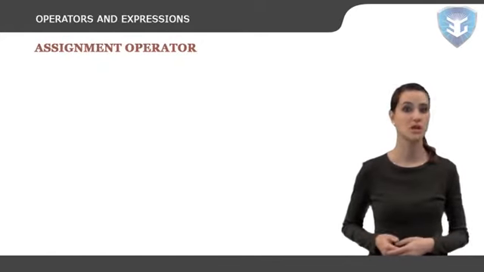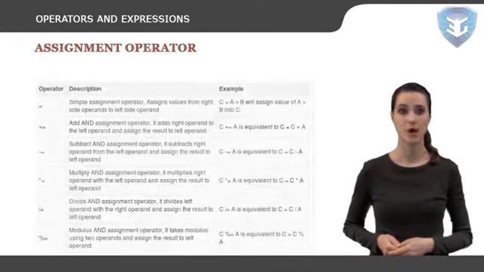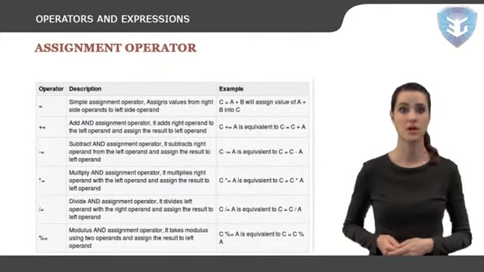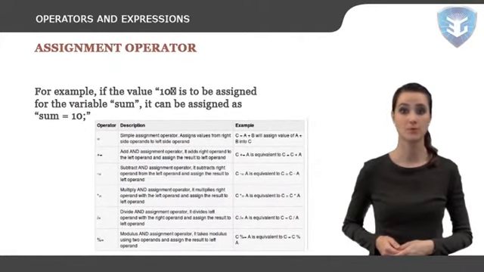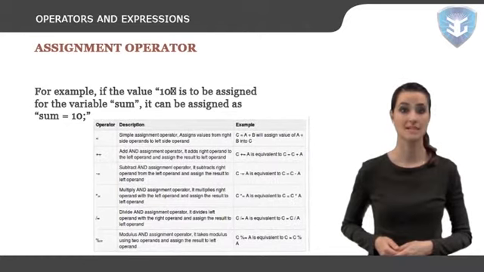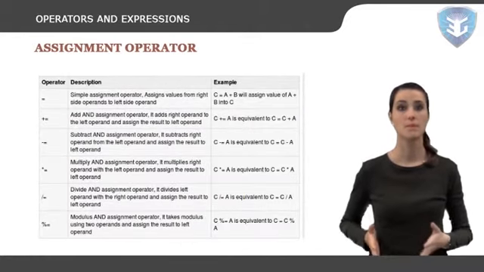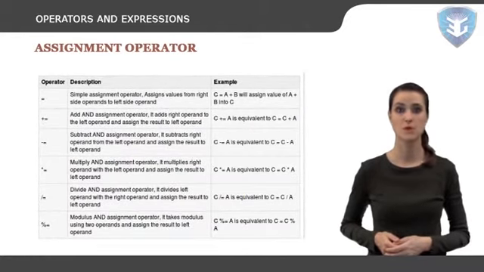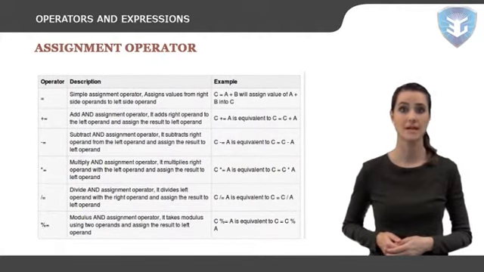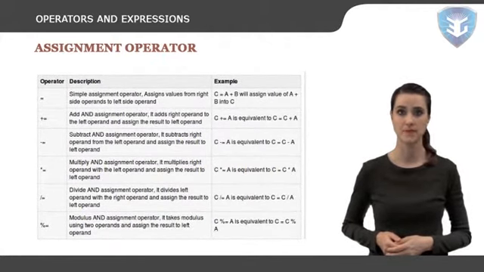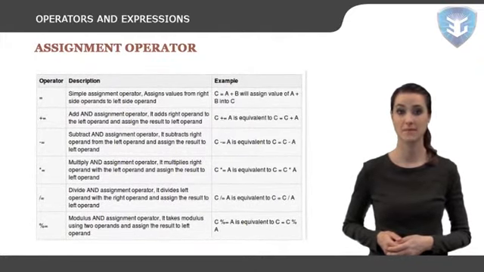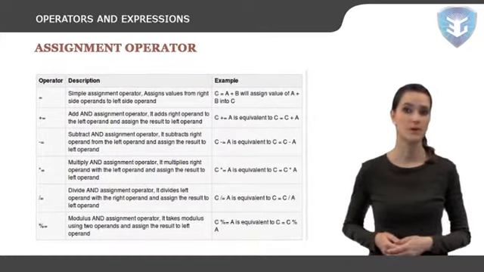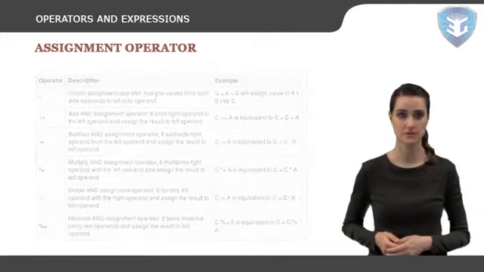Now let's talk about the assignment operator. In C programs, values for the variables are assigned using assignment operators. For example, if the value 10 is to be assigned to the variable sum, it can be assigned as sum = 10. Remember that there is a remarkable difference between the equality operator == and the assignment operator =. The equality operator is used to compare two operands for equality, the same value, whereas the assignment operator is used for the purpose of assignment.